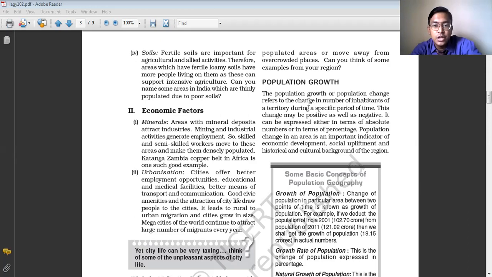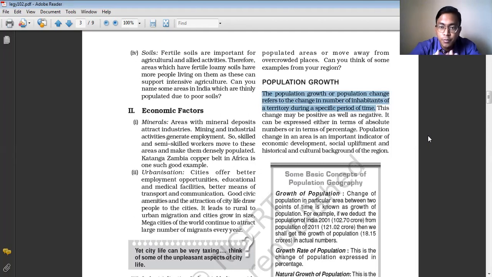See, population growth or population change basically refers to the change in the number of inhabitants of a territory during a specific period of time. Try to understand these three lines. Population change refers to the change in the number of inhabitants, that is the number of people of a territory, that means a particular place, during a specific period of time. And here the specific period of time is 2019 and 2020, that means one year. This change can be positive as well as negative, and it can be expressed either in terms of absolute numbers or in terms of percentage.